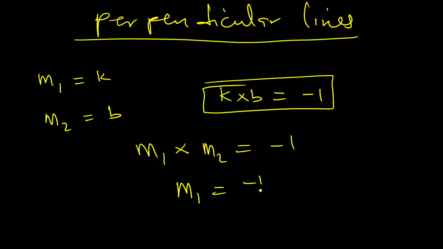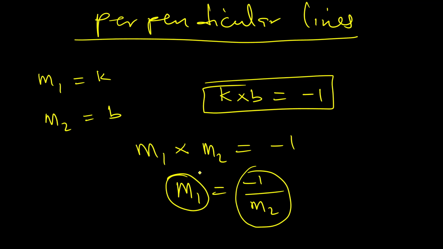So with this, you can also say M1 is the same as negative one over M2. So it follows that the gradient of the other is the negative reciprocal. In fact, M1 is the same as negative one over M2, and vice versa. So we can also say M2 is the same as negative one over M1.